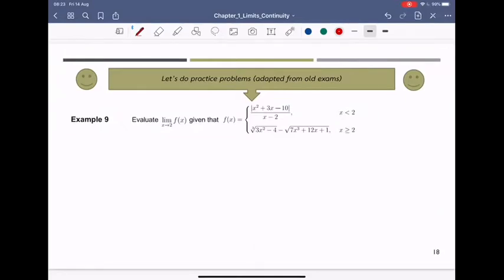So any questions before we get to example 9? Type in the chat, please, if you have any questions.